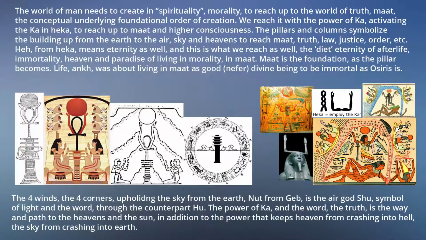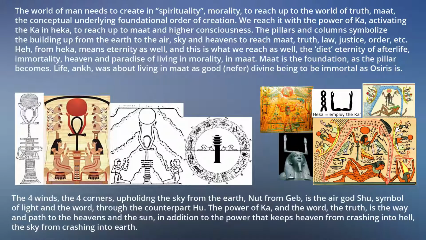What is Ankh? Ankh is life. Shu was air. Air is life. It's all the same symbolism. We have the sun involved, and it's all about the trek at night from death to rebirth in the morning.